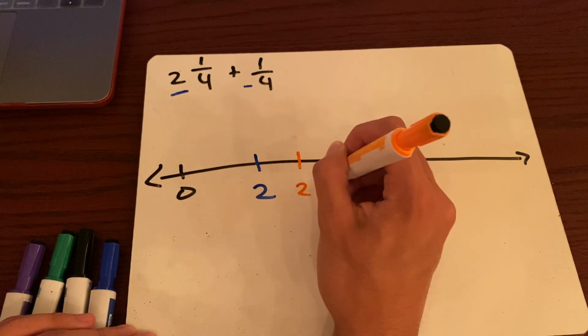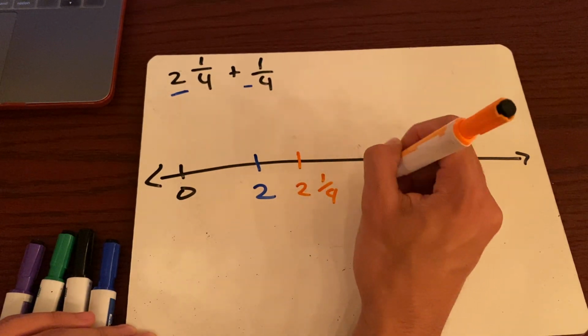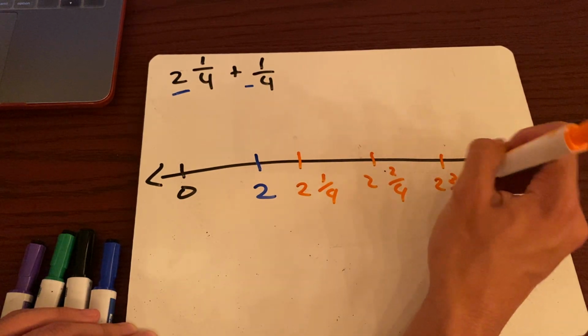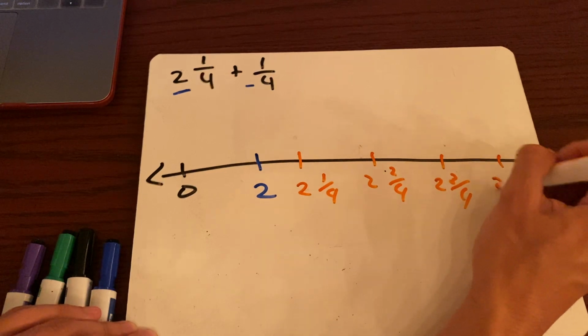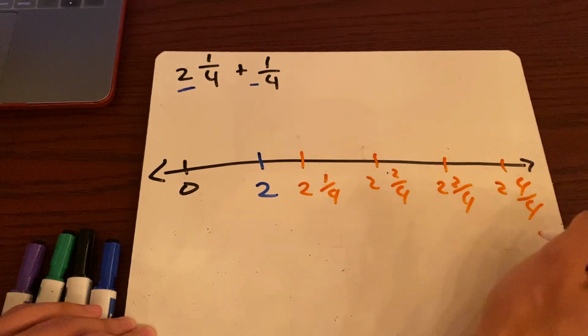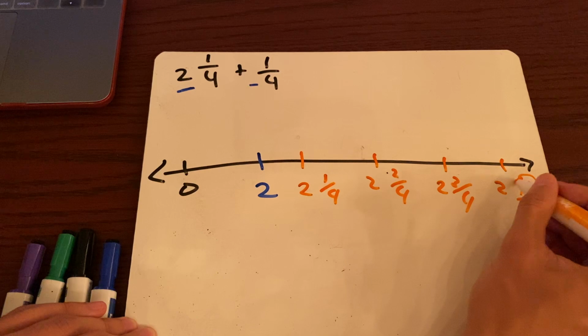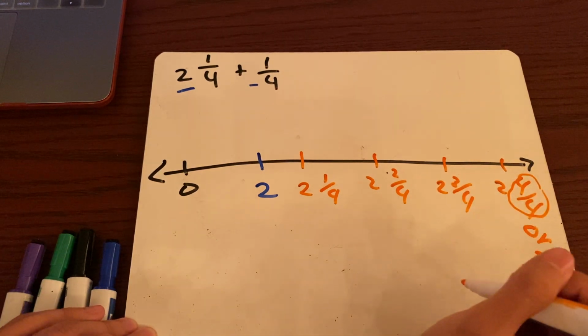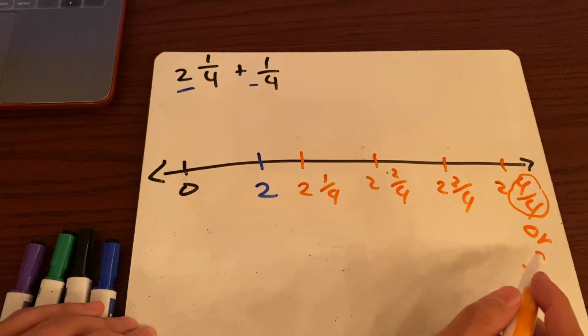2 wholes and 1/4. Correct. 2 wholes and 2/4. 2 wholes and 3/4. And then 2 wholes and 4/4. Or this right here is 1 whole, 2 wholes and 1 whole. That'll just give me 3, right? And then I can keep going as well, but I'll just leave it right there.